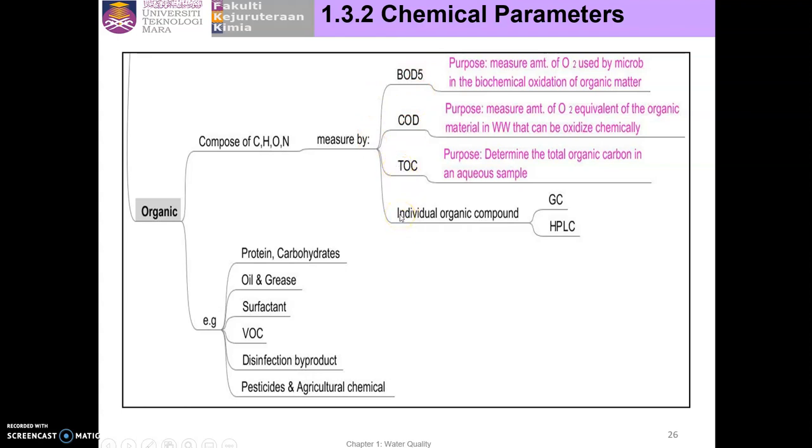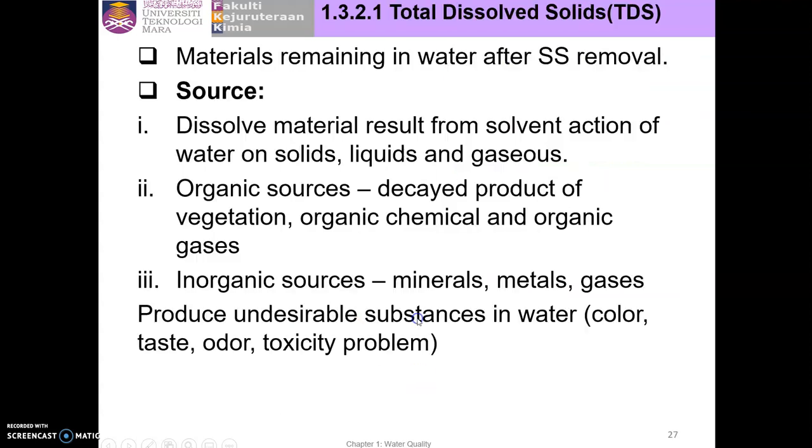If we want to measure individual organic compounds, it can also be done by GC and also HPLC. So these are the measuring tests. For organic, it can be protein, carbohydrates, oil and grease, surfactants, VOC, disinfection byproducts, and also pesticides.